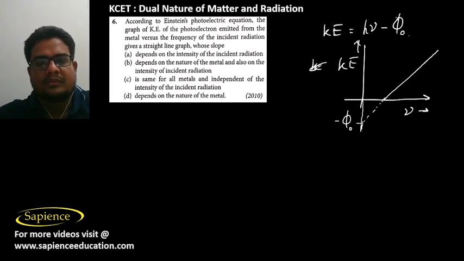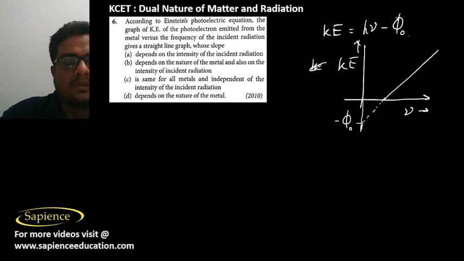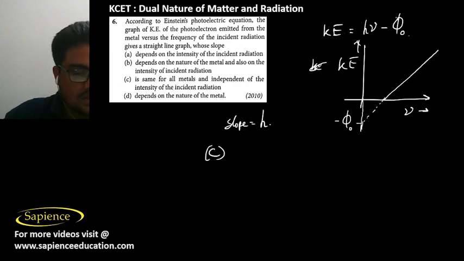So the slope: the kinetic energy of the photoelectron emitted from the metal versus the frequency of the incident radiation gives a straight line graph. Here the slope is nothing but the Planck's constant, so it is the same for all metals and independent of the intensity of incident radiation. So option C is the correct answer.